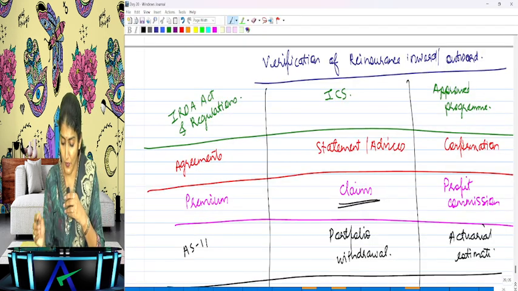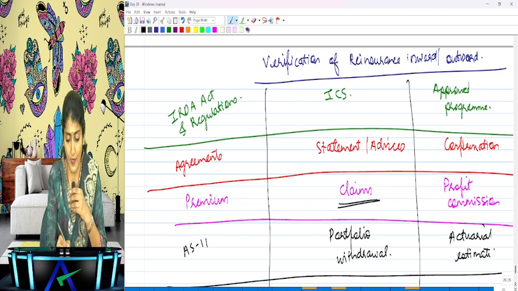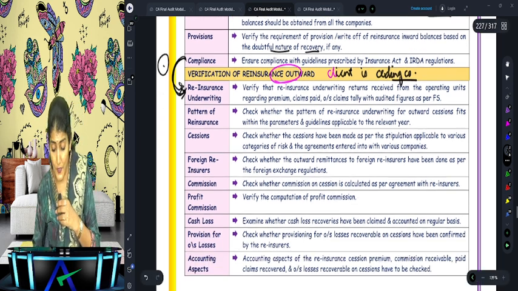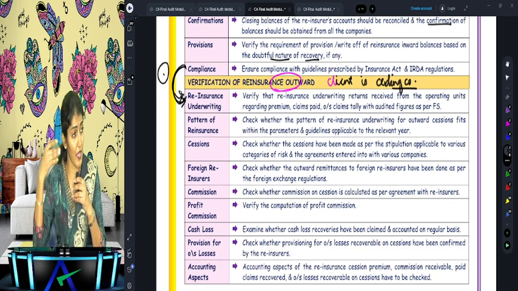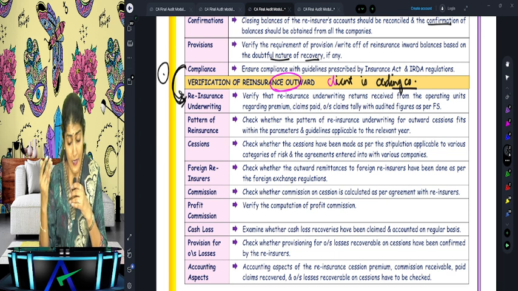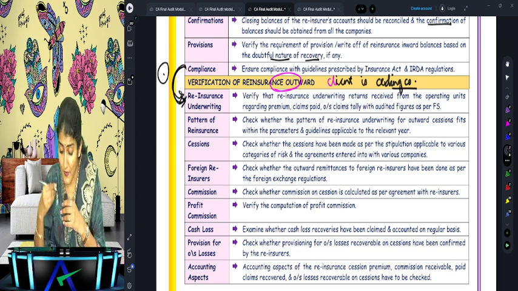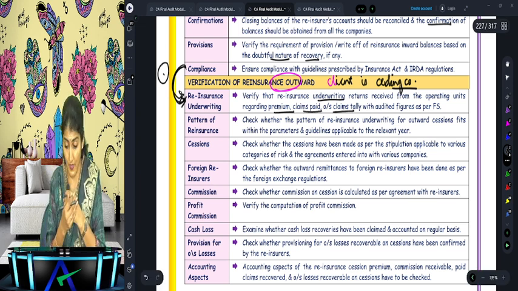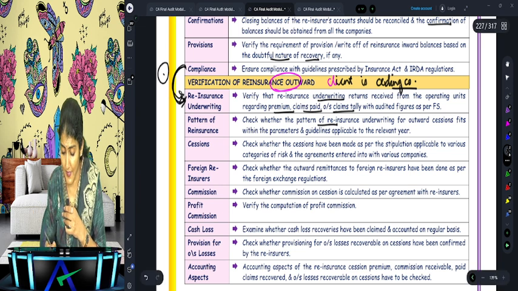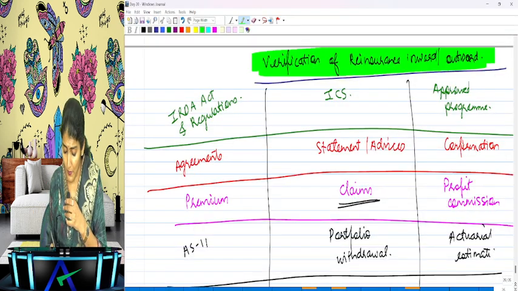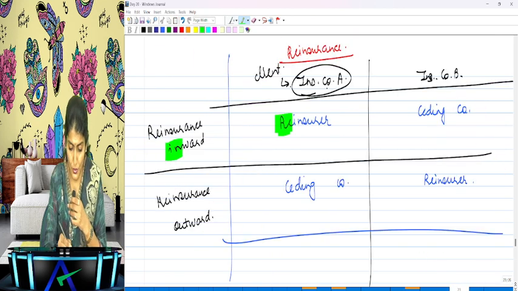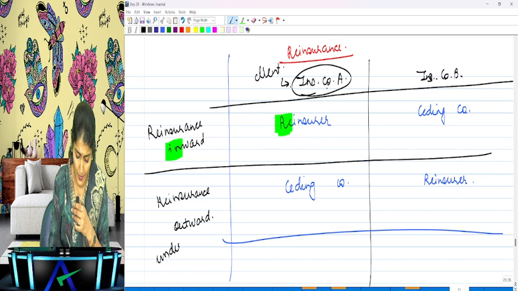Right. So is it similar to the table that we have prepared over here? The verification of reinsurance inward and outward. Right. Now let us look into the points for the reinsurance outward, wherein your client is the ceding company. So verify that reinsurance underwriting returns received from the operating units regarding premium, claim paid, outstanding claim, etc. Then the pattern of reinsurance underwriting. So this is also called as what? Outward is also called as the underwriting. And so where we've prepared our table of reinsurance outward, what we can say, we are doing the underwriting.